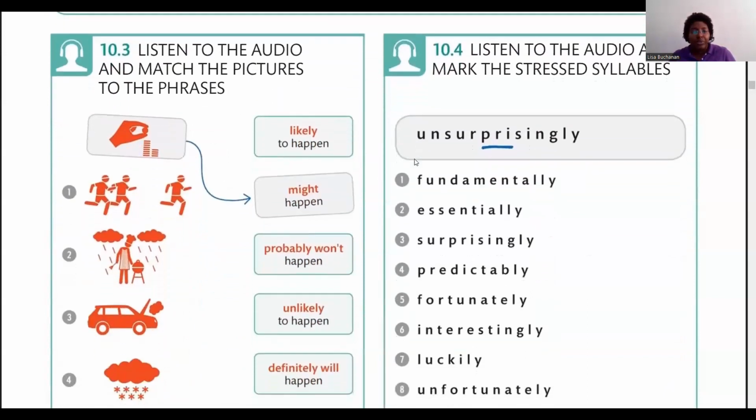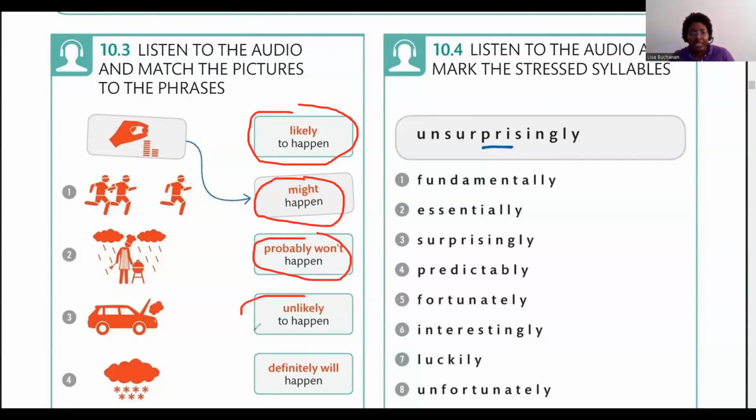So here, just to review on the left side: likely to happen. It's going to happen. We use likely. Might, right? There's a possibility that it might happen. Probably won't happen. Unlikely, and definitely will happen, right? So you can match any of the events with any of these. These work for any situation. So just make sure you're using the correct one.